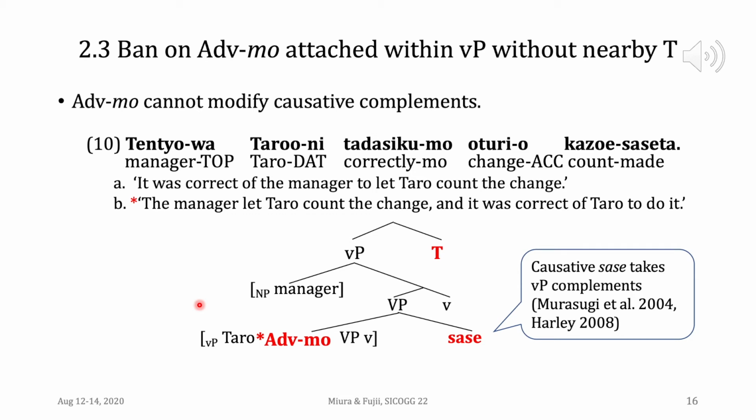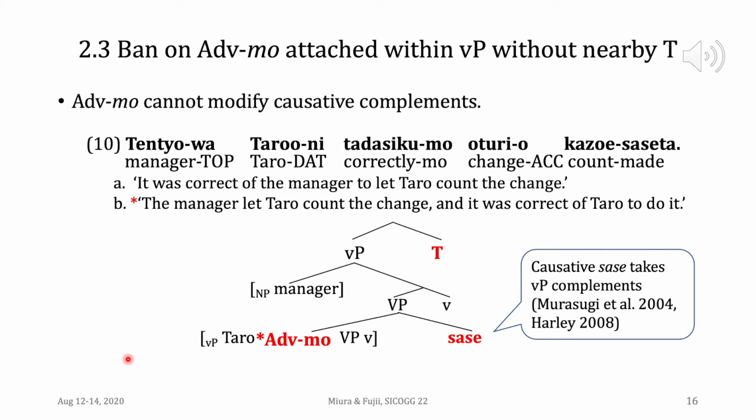Let us turn to the third generalization. 10 shows that ADV more cannot modify causative complements taken by the affixal verb させ、店長は太郎に、正しくもお釣りを数えさせた。So this sentence means it was correct of the manager to let Taro count the change. It can't mean it was correct of Taro to do it. Okay?